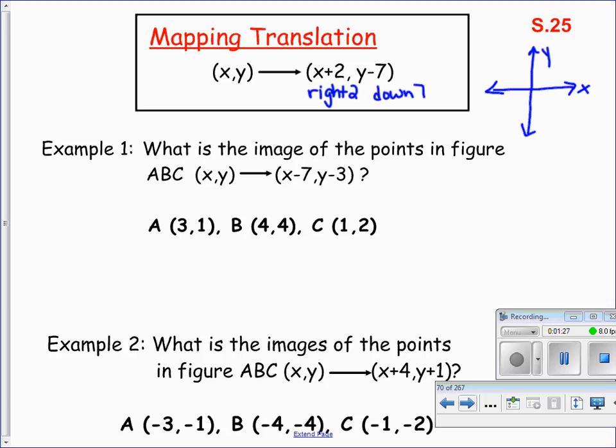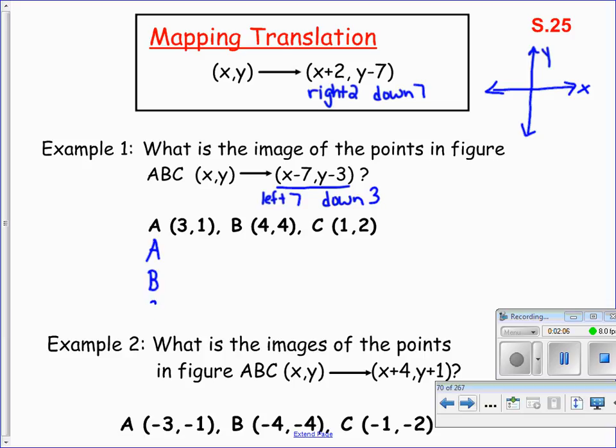So, in this first example, I have triangle ABC. And my ordered pairs are going to be mapped (x - 7, y - 3). If I am along that x-axis and I'm going minus 7, that means I am moving to the left 7 units. Take a look at your number line. Y minus 3, if I take a look at the y-axis and I'm going minus 3, that means I am going down 3 units. So I do not need a coordinate plane in order to graph these.